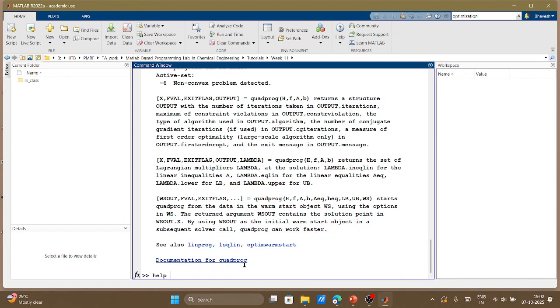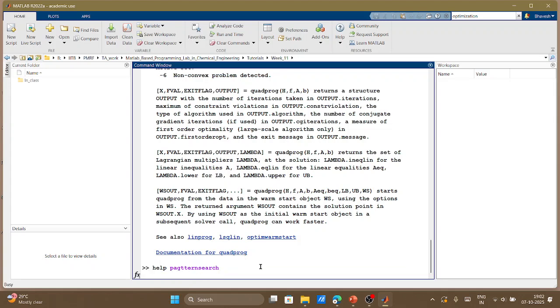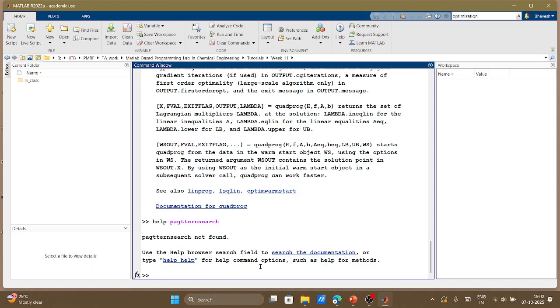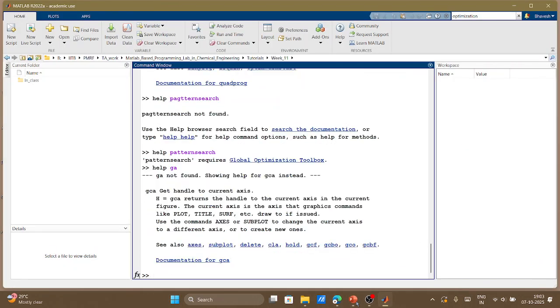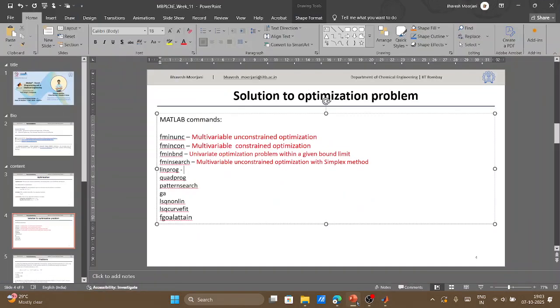So help pattern search. No, I wrote a wrong spelling. Okay, it requires some toolbox to install. I haven't added it yet. Help GA. GA not found. No. So I think GA is also part of this global optimization toolbox.